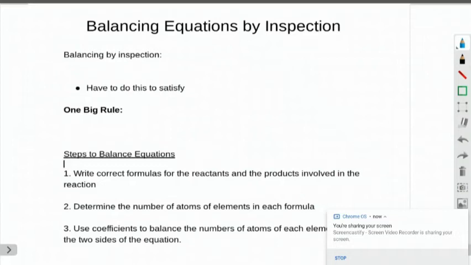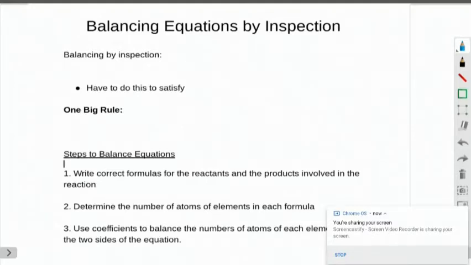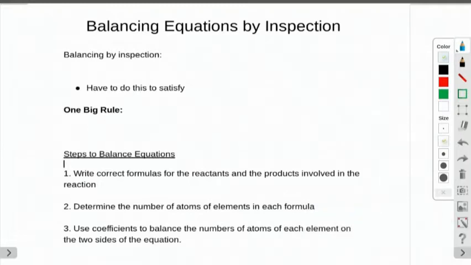Last class, we started an introduction to chemical reactions. We learned what they are, some signs that a chemical reaction happens, and some vocabulary that went along with it. One of the vocabulary that we talked about was coefficients and balancing equations. So chemical reactions must be balanced. So we are going to learn how to balance them today. And we're going to do this by a method called balancing by inspection.